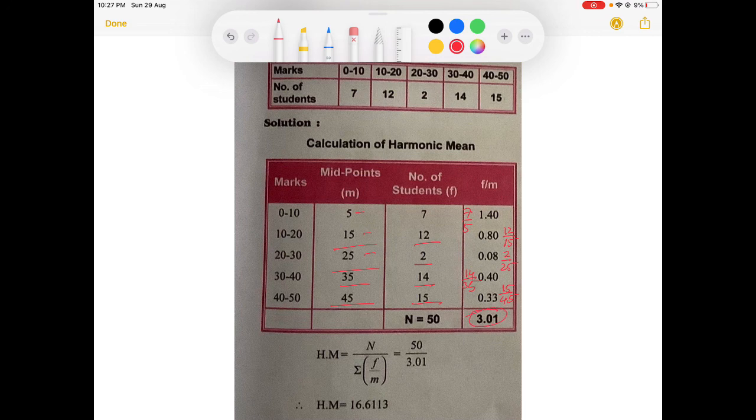We get 3.01. So that summation of the f by m values we will replace in the denominator here. So 3.01, and numerator will be sum of all the frequencies. So 50 divided by 3.01, which gives us the harmonic mean of 16.611.